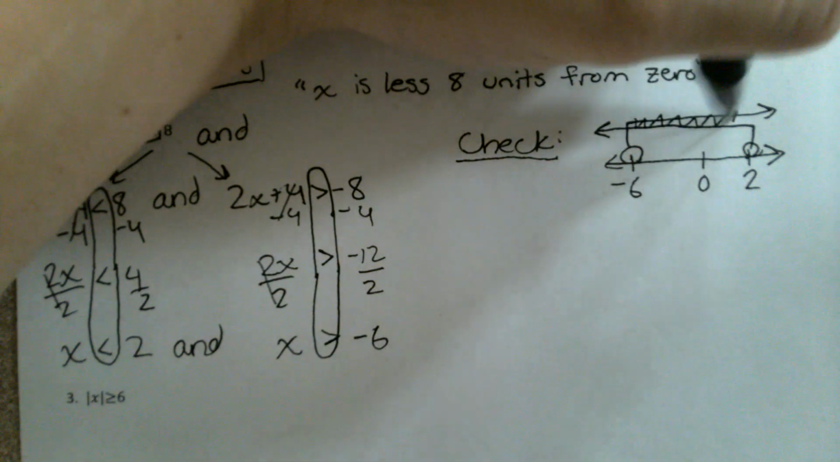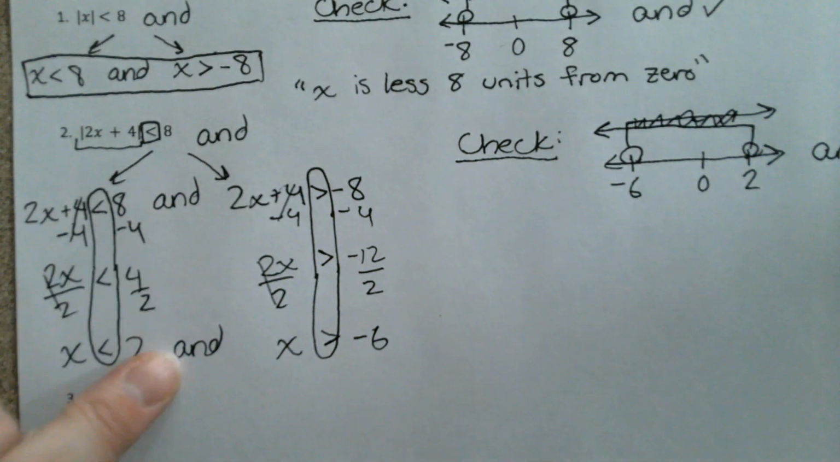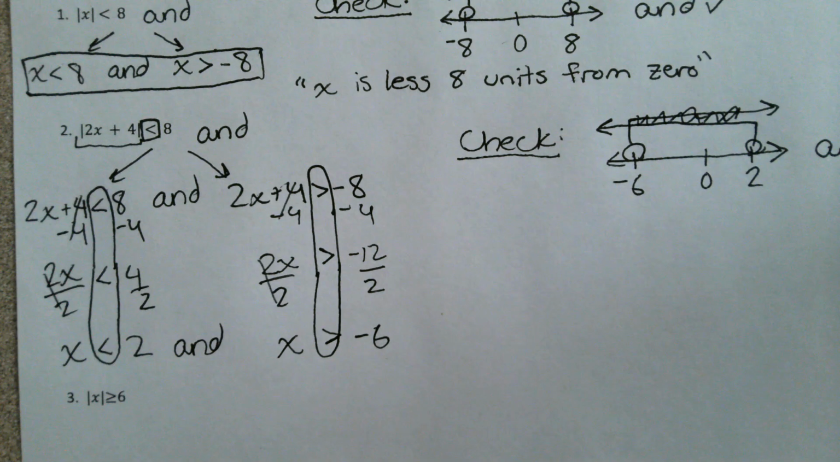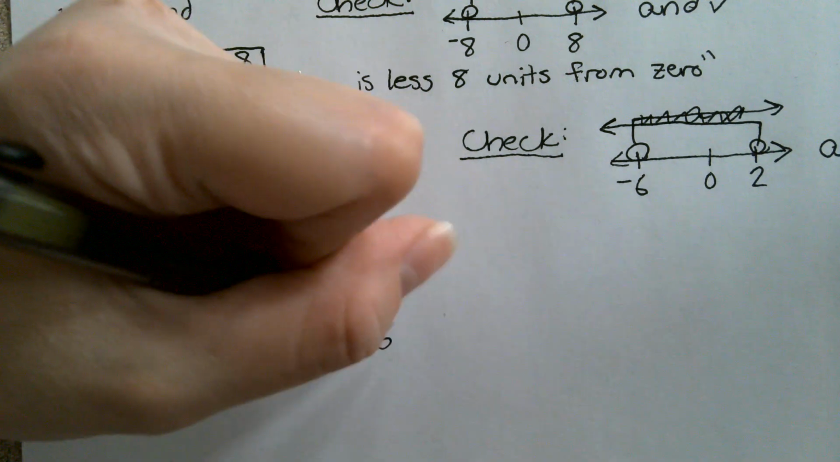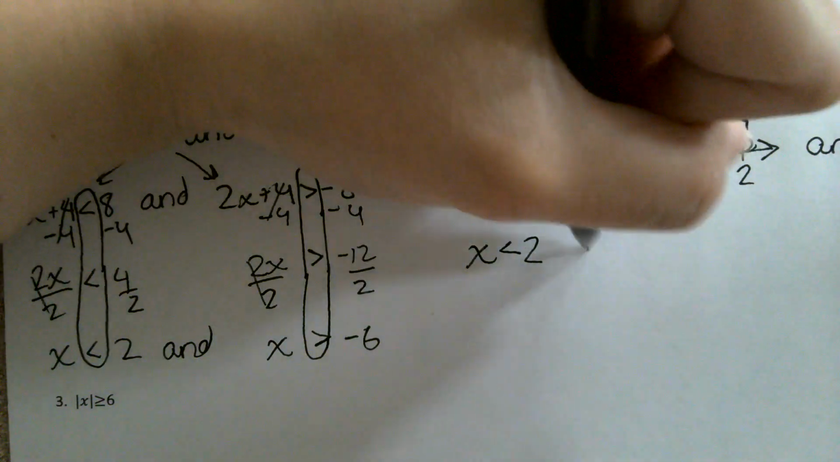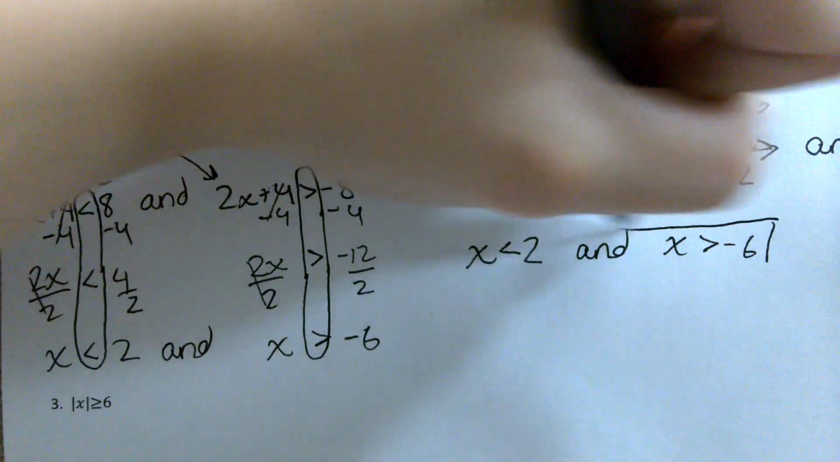Notice the overlap. This is an and graph, which we should have. This is an and statement. So this works. This matches. So that tells me that this is my answer. I'll rewrite it one more time. X is less than 2. And X is greater than negative 6.